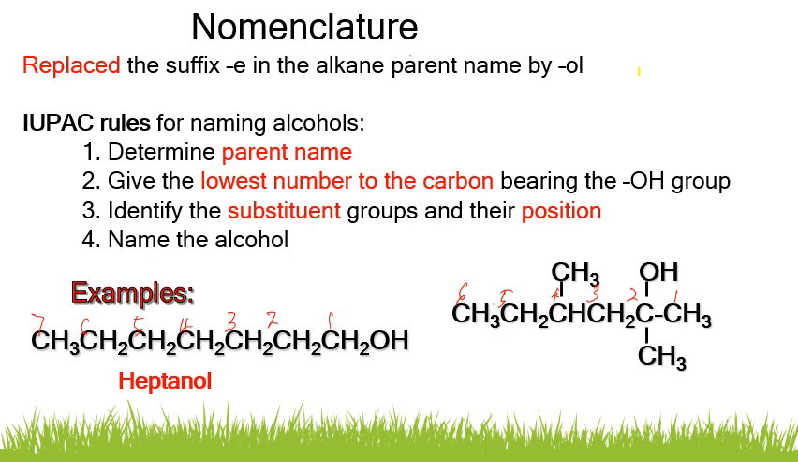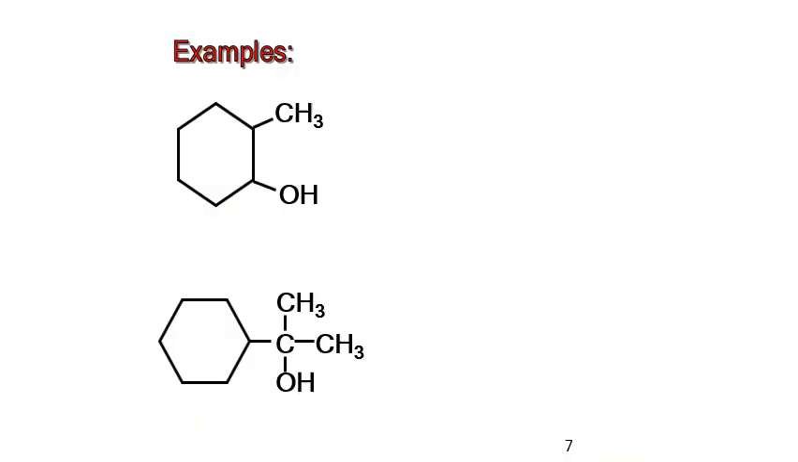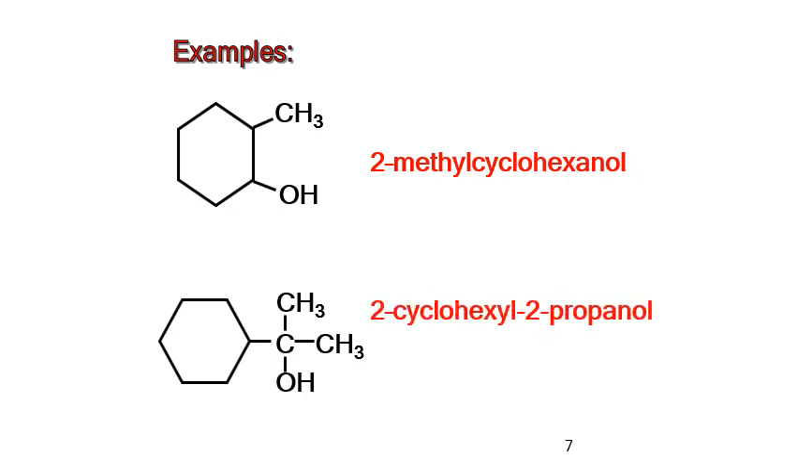And then we locate the carbons attached with substituents. The substituent present here is methyl attached to carbon number 2 as well as carbon number 4. Thus, the name of the compound is 2,4-dimethyl-2-hexanol. Another example is 2-methylcyclohexanol, and the one below is 2-cyclohexyl-2-propanol.